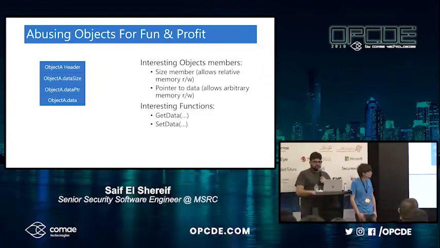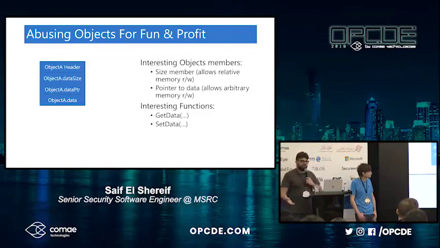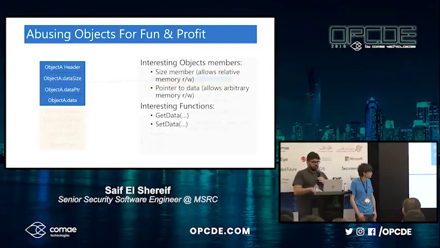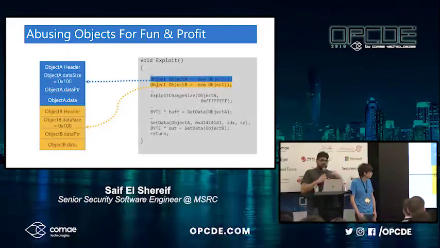And then it's the data itself, of course, and the object has to have interesting functions, which are functions that allow us to read or write data from it, like get data or set data. So this is the basic concept of what an interesting object constitutes for us. Next, we're going to talk about the theory itself of how object abuse works.